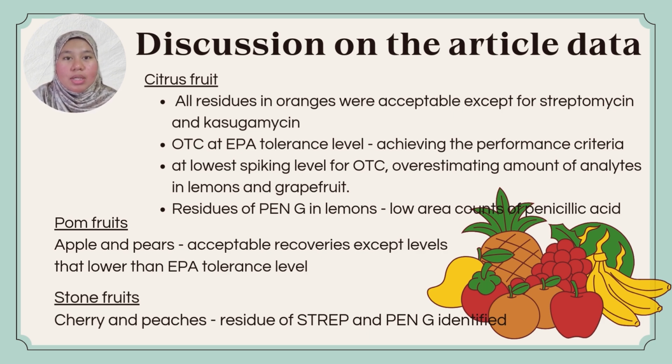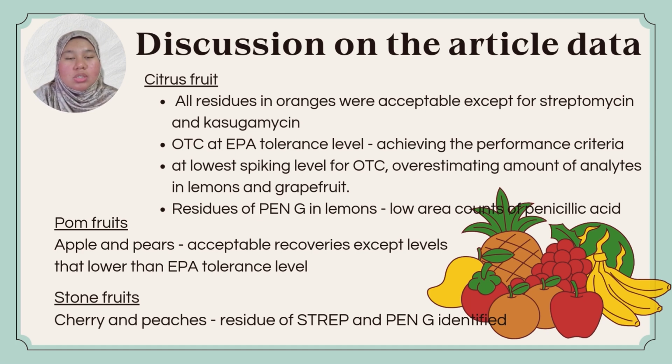Penicillin G remained in its original form in most citrus fruit during the extraction of fortified fruit. For oxytetracycline at the lowest spiking level, the amount of analyte was overestimated in lemons and grapefruit. The residues of penicillin G in lemons were calculated as relatively low area counts of penicillin S.